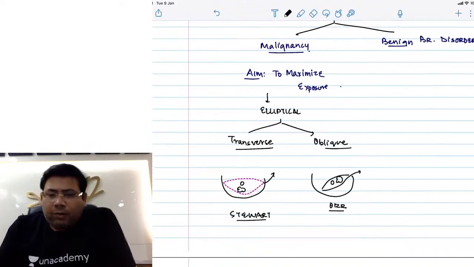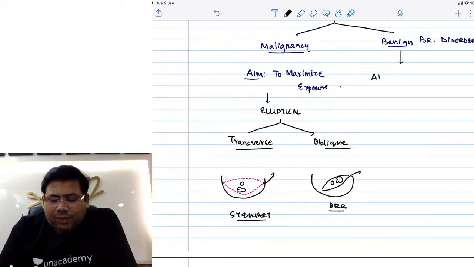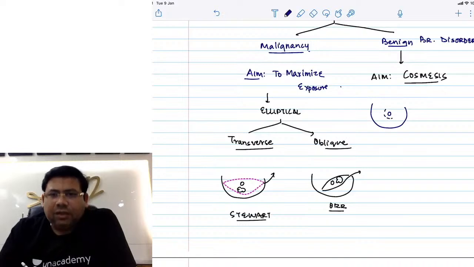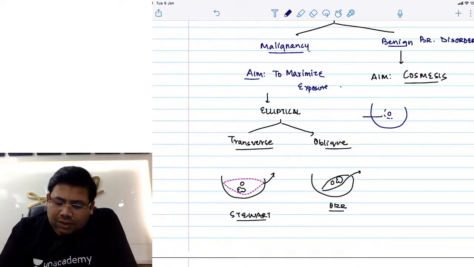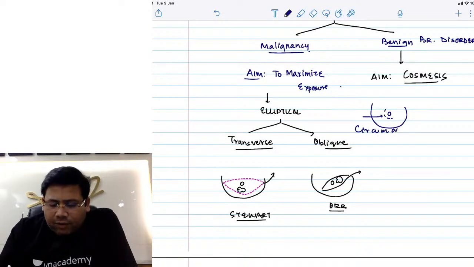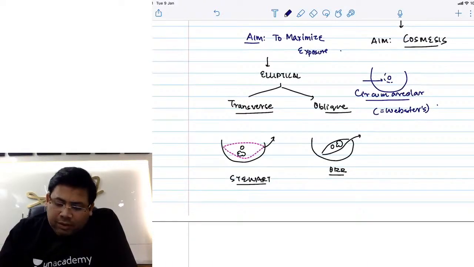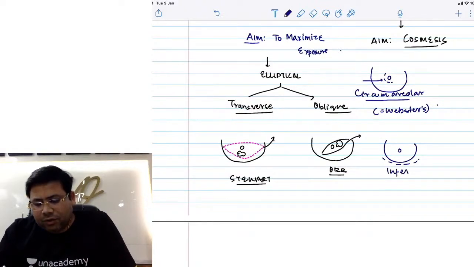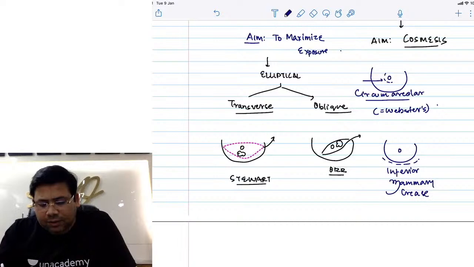Benign breast disorders, if you talk about, the aim is cosmesis, and therefore we try to minimize the size of the incision. Try to understand one very important thing: here we try to hide the incisions within the natural contours. So this is the circumareolar incision, also known as Webster's incision. One more incision: you lift up the breast and make the incision along the inferior mammary crease. That incision is known as Gaillard-Thomas.